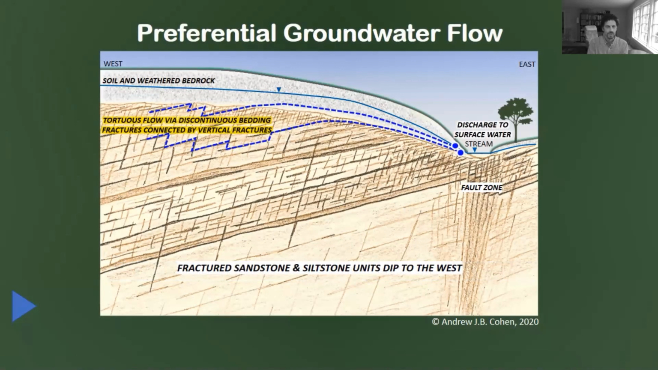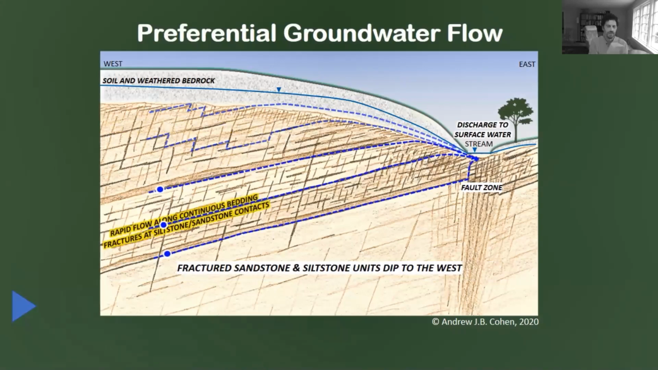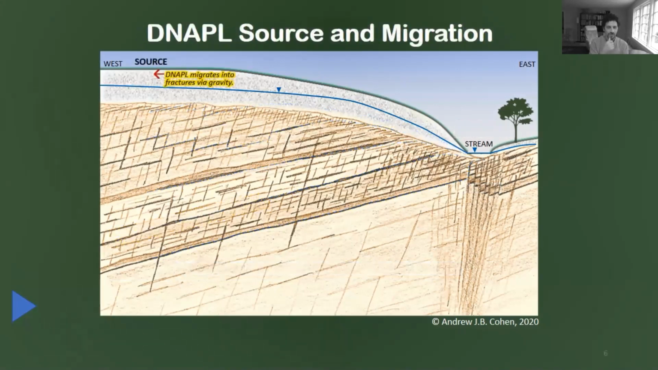In contrast to that, there are places where you have continuous open fractures for hundreds of feet. These are extremely fast pathways for groundwater flow. Whereas groundwater flow in unconsolidated materials might be on the order of 100 feet per year, these are probably moving, possibly 100 feet per day. So that was the pathway.